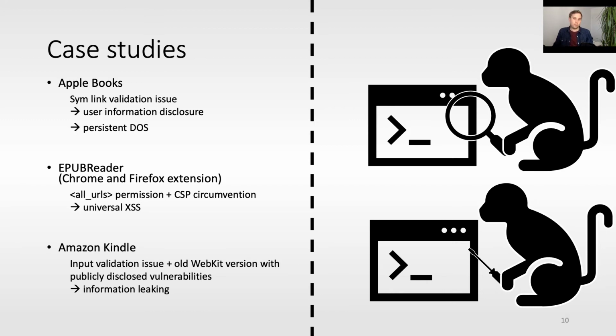Because the embedded web engine is an outdated WebKit version with publicly disclosed vulnerabilities, we could exploit one of those to leak the entire library of the user.